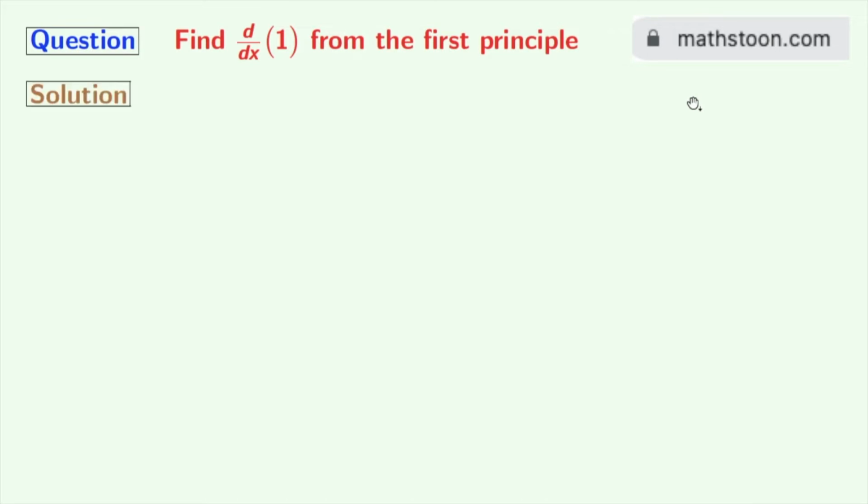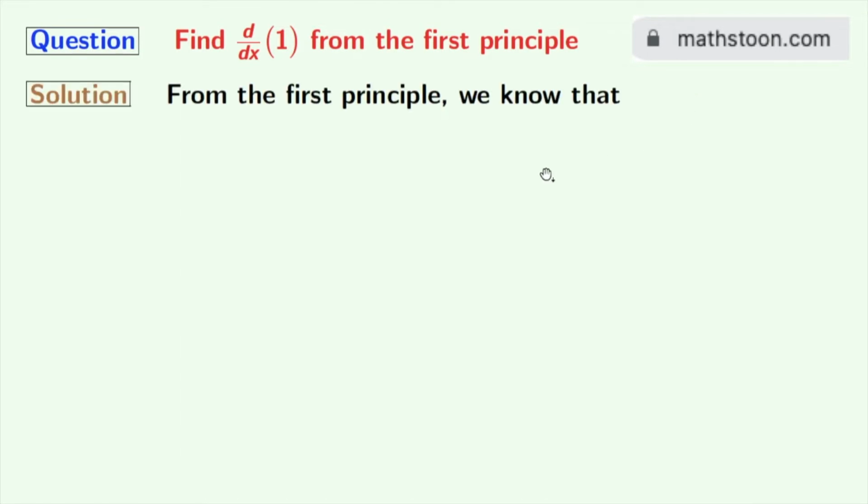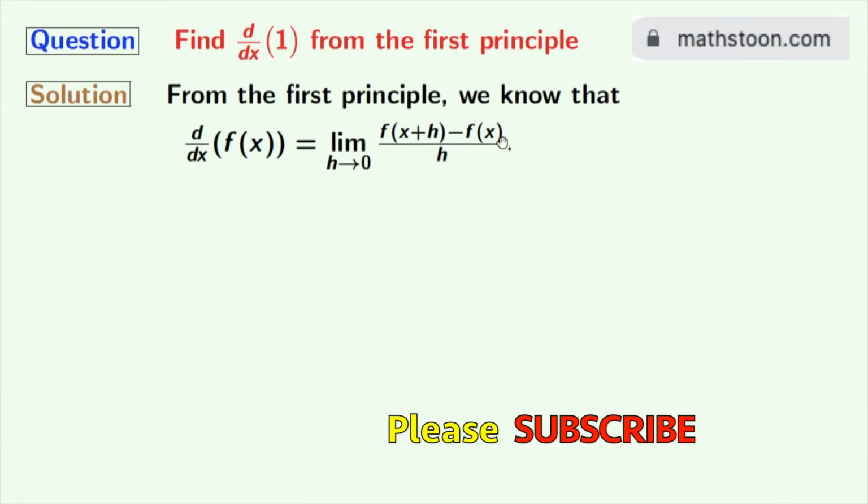Now let's start. From the first principle, that is, from the limit definition, we know that the derivative of a function f(x) is equal to the limit as h tends to 0 of (f(x+h) - f(x))/h. Now to get the derivative of 1, we need to put f(x) equal to 1 here.